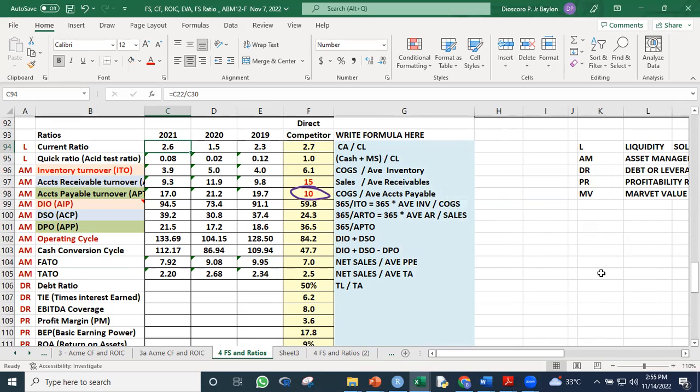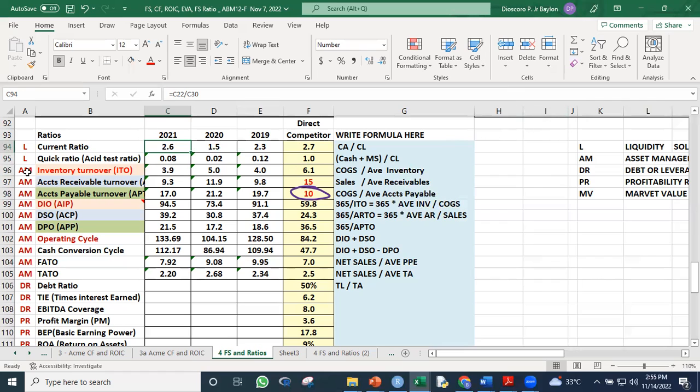Okay, so we compare it with the past figures. Is there a trend? Are we going down? And then we compare it with the direct competitors. 2.7 versus 2.6. Okay, so those are the things that we need to look at.